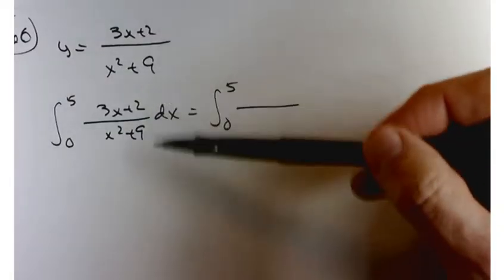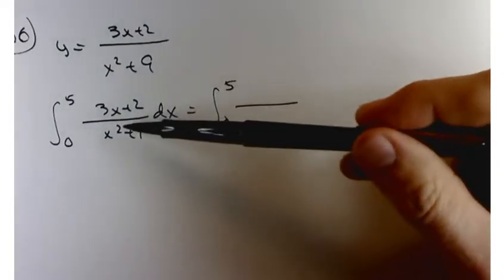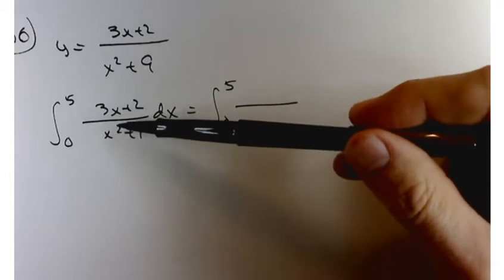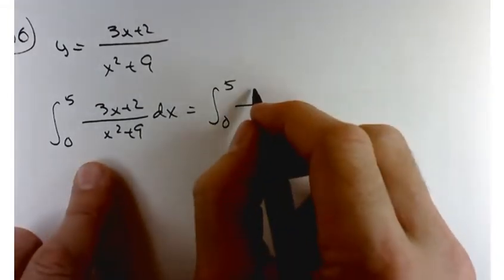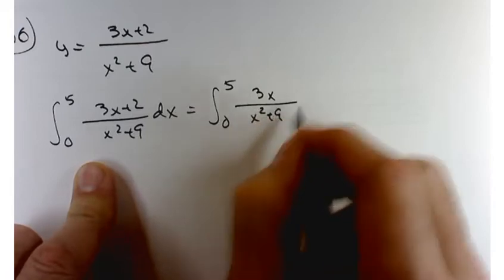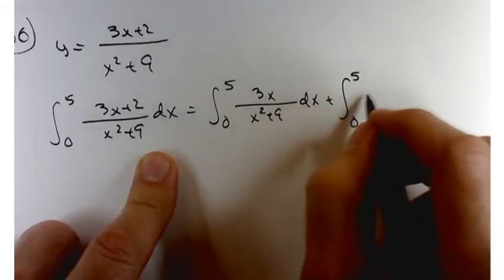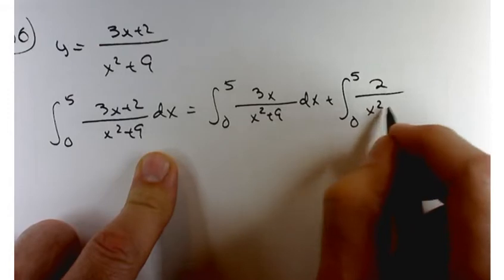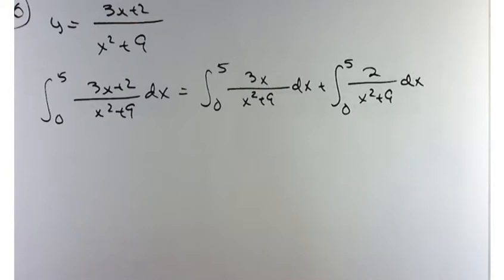Well, when you think of differentiating a polynomial, what happens to the degree of the polynomial when you differentiate it? Drops by 1, right? So that's kind of a little bit suggestive because you've got a second power here and a first power here. So, okay, here's what I'll do. I'll split this up as the integral of 3x over x squared plus 9 dx, and then I've got the integral from 0 to 5 of 2 over x squared plus 9 dx. Does that help me out at all?